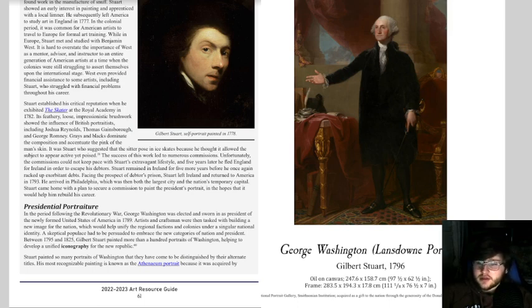He arrived in Philadelphia, which was then the largest city and the nation's temporary capital. Stuart came home with a plan to secure a commission to paint the president's portrait, in the hopes that it would help him rebuild his career.